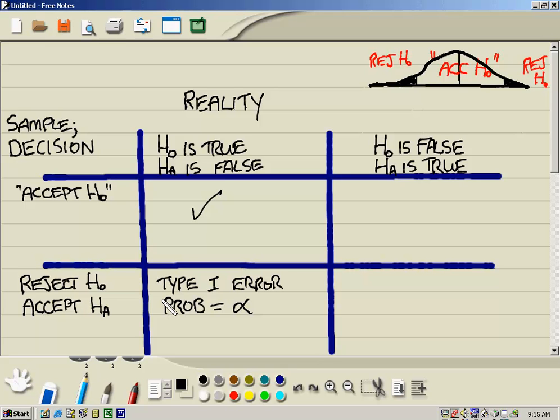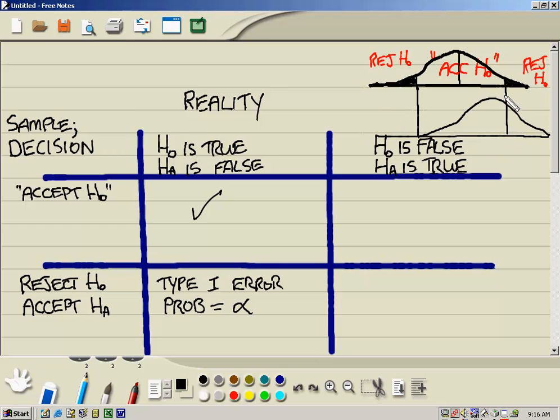Alright, let's hang on for a second while I draw the other diagram. Alright, let's now assume that the null hypothesis is false. We'll look down the second column here. If the null hypothesis is false, this hypothesized distribution that we have up here that created the acceptance and rejection regions is now not true. And let's say that the second diagram here is the true distribution now.